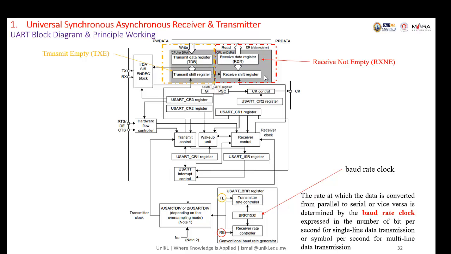Whenever we receive, the data is converted to parallel through the serial-in, parallel-out register. Here we also have the baud rate clock, the BRR register, that controls the baud rate of the USART. No need for us to memorize the block diagram, just understand a bit how it works, because now everything can be configured by using STM CubeMX.